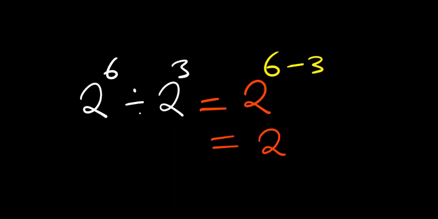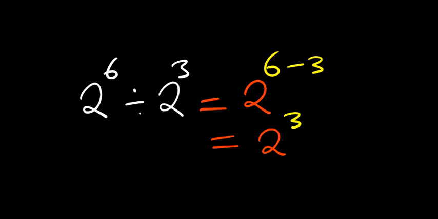So what are you going to have? Our answer is going to be 2. Then to the powers, what are you going to do? We are subtracting them because you are dividing. So we're going to say 6 minus 3. Then what are we now going to have? We're going to have 2, 6 minus 3, it is just a 3.